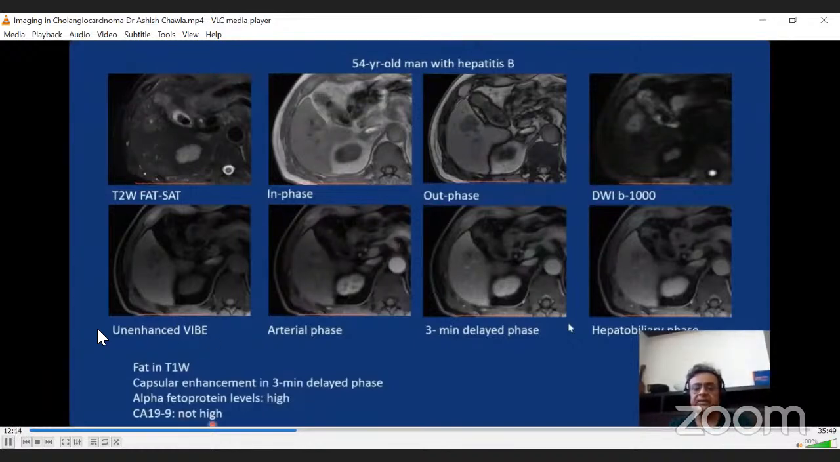Further evidence comes from the biochemical workup of the patient. The patient's alpha fetoprotein level was more than 400, whereas the CA19-9 was not high. So comfortably, we gave a diagnosis of hepatocellular carcinoma. This tumor was resected, and the final diagnosis was well-differentiated hepatocellular carcinoma.